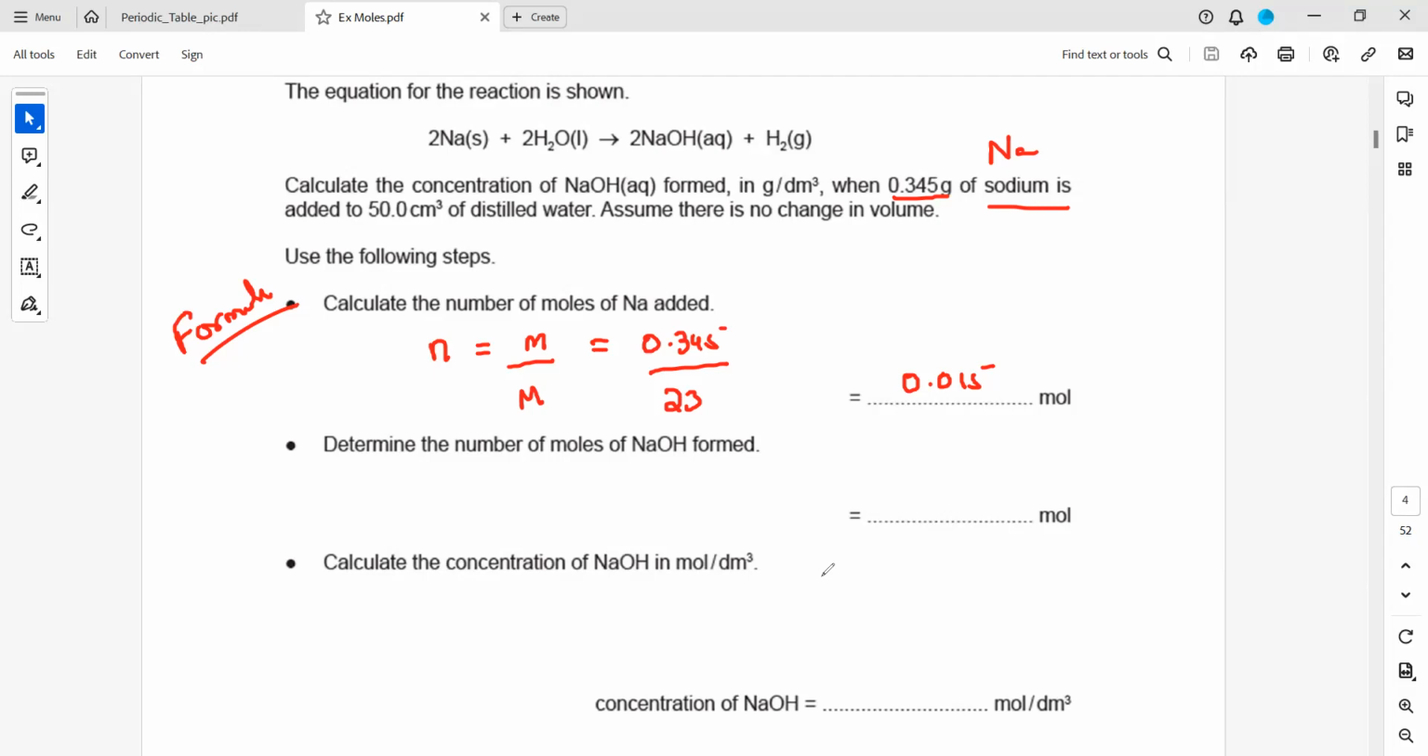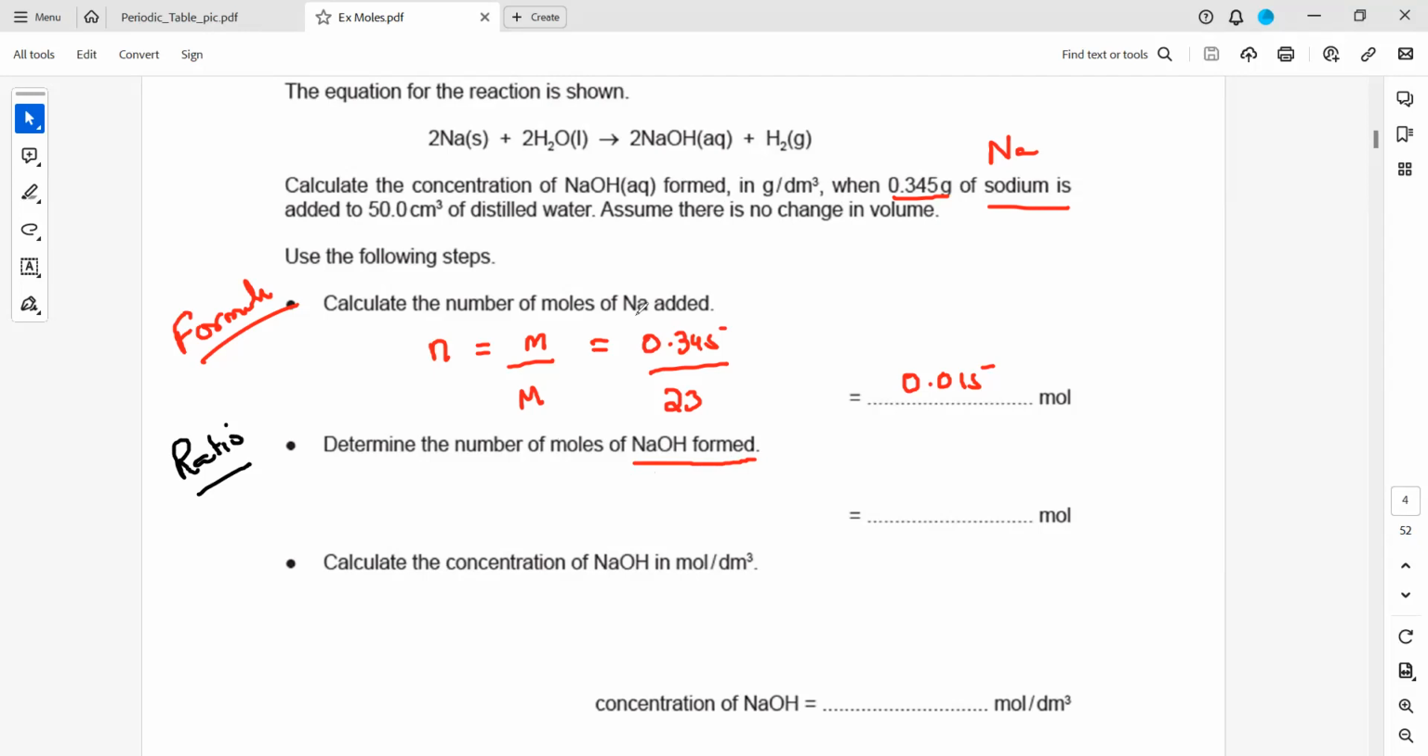The second part: we need the moles of NaOH, sodium hydroxide. So how do we work out the moles of NaOH? Because we don't have any information about NaOH. Nothing is given about NaOH except the volume. So how to solve the second part? The second part is by using a ratio.